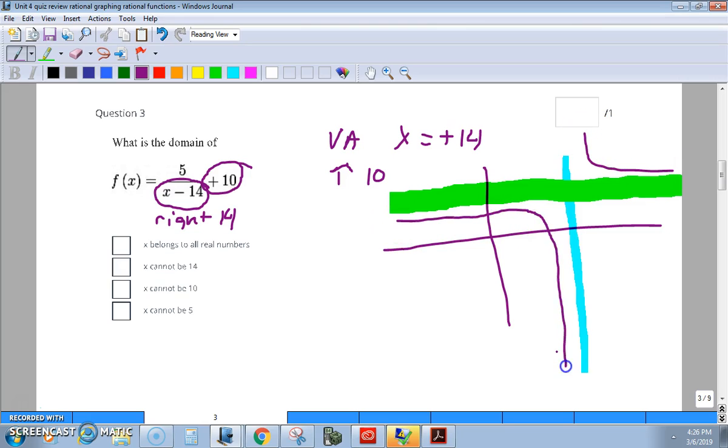Cool. What are we trying to find? What is the domain? So the domain is where does this exist on x? So this is going to exist everywhere except at the blue line 14. X cannot be 14. The range, if we wanted to find the range, that would be y cannot be 10. Okay, but for the domain, that's x cannot be 14. Okay, so this was the y, right? And blue was the x. Vertical asymptote, horizontal asymptote.